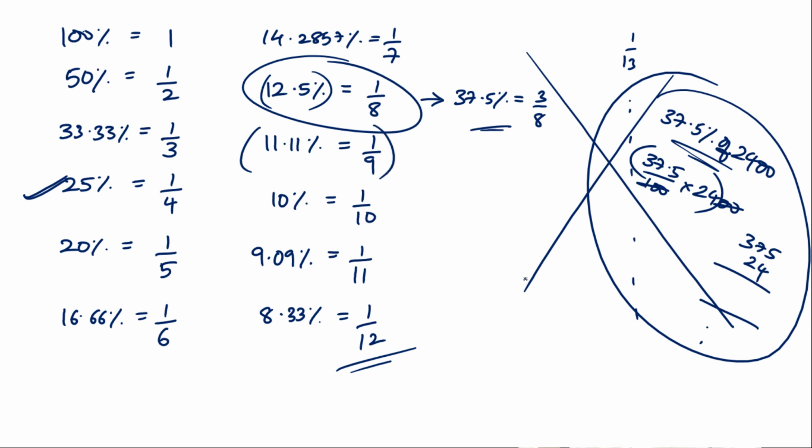Look at this. 11.11% is 1 by 9. 22.22% is 2 by 9. 33.33% is 3 by 9. 44.44% is 4 by 9. 55.55% is 5 by 9. Look at this. 9.09% is 1 by 11.